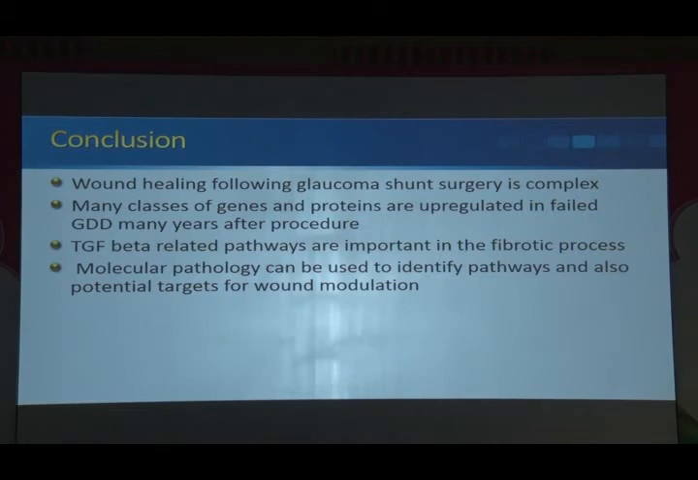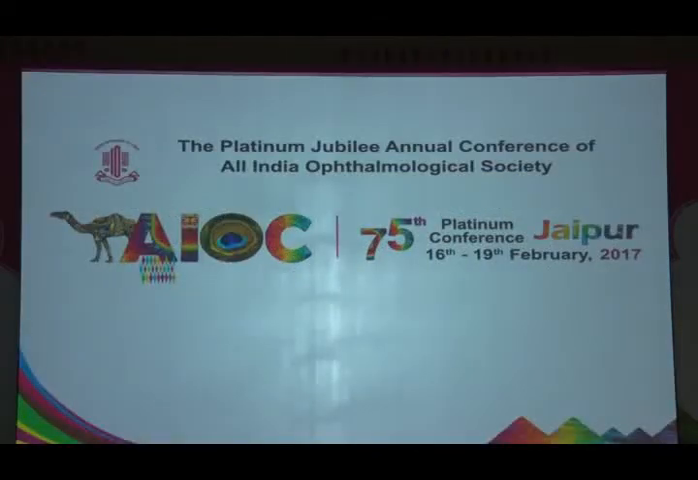So in conclusion, wound healing following glaucoma shunt surgery is complex. Many classes of genes and proteins are upregulated. TGF-beta-related pathways are important. And then you can use molecular pathology to identify pathways and also potential targets for wound modulation. Thank you very much.